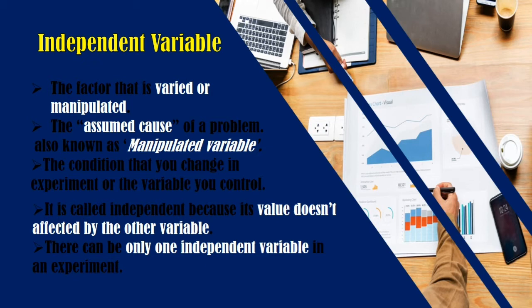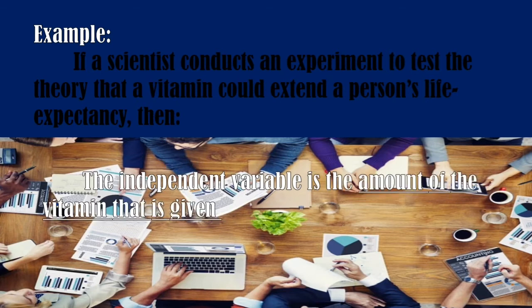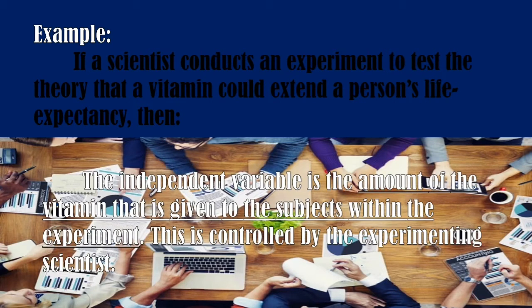And take note, class, there can be only one independent variable in an experiment. For example, if a scientist conducts an experiment to test the theory that a vitamin could extend a person's life expectancy, then let's see the independent variable. The independent variable in this example is the amount of the vitamin that is given to the subjects within the experiment. This is controlled by the experimenting scientist.